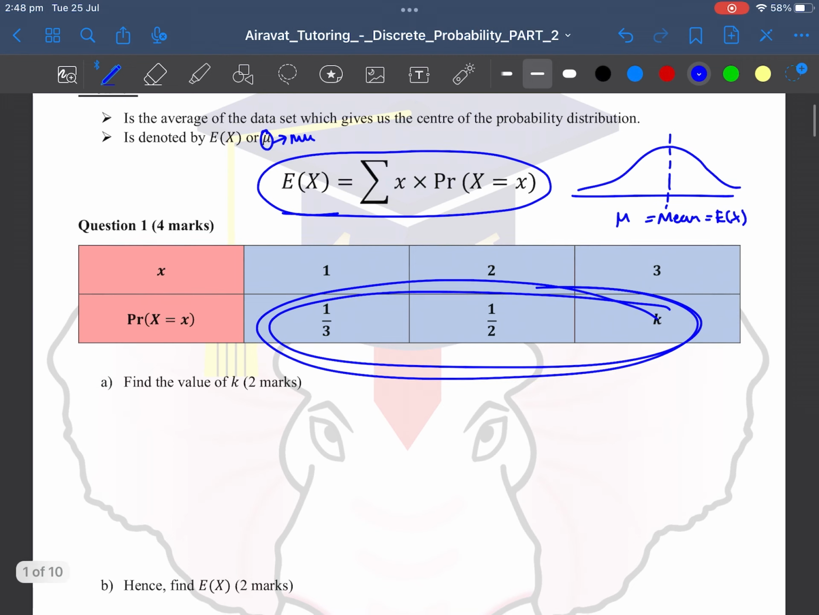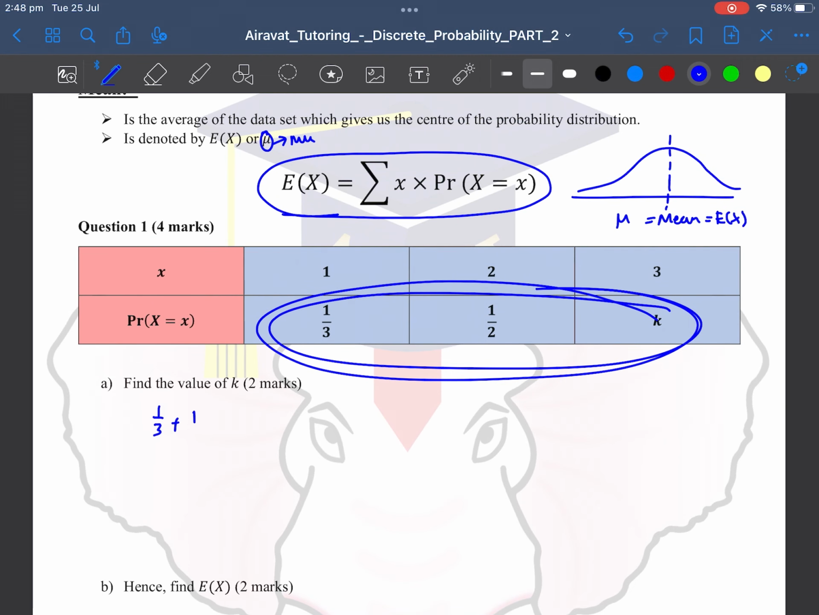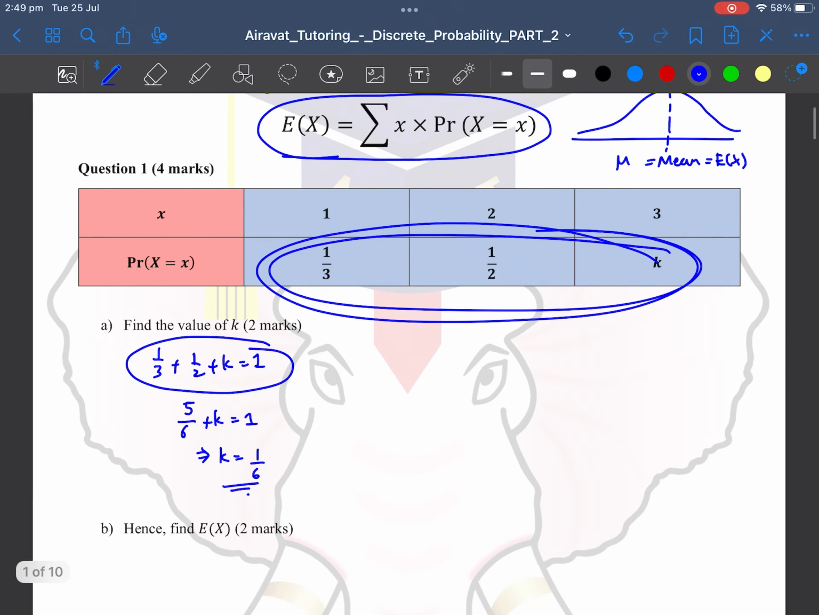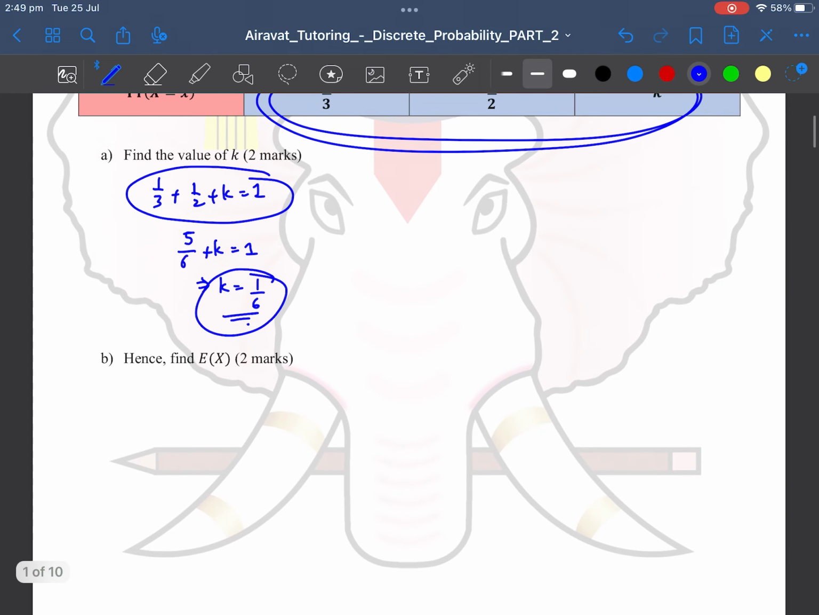So it's going to be 1/3 plus 1/2 plus k equals 1. And that would make 5/6 plus k equals 1, implying that k equals 1/6. Where are your 2 marks? Well, 1 mark for knowing that all the probabilities add up to 1, for constructing this equation basically. The other mark is for the right answer. Alright, find the mean then.